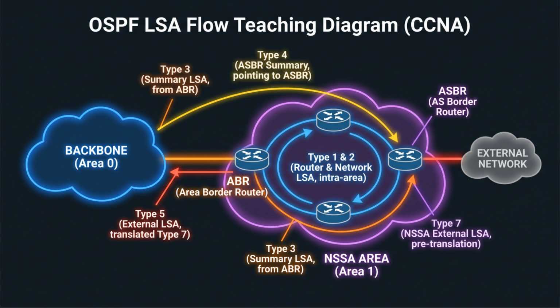To understand stub areas, start at the area boundary. Type 1 and Type 2 LSAs stay inside the area. The ABR brings in Type 3 summaries. Type 4 points you to an ASBR, and Type 5 carries external routes. In an NSSA, those externals show up as Type 7 first. That's the logic every area decision is built on.